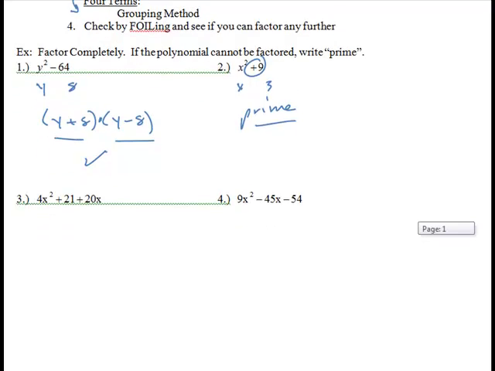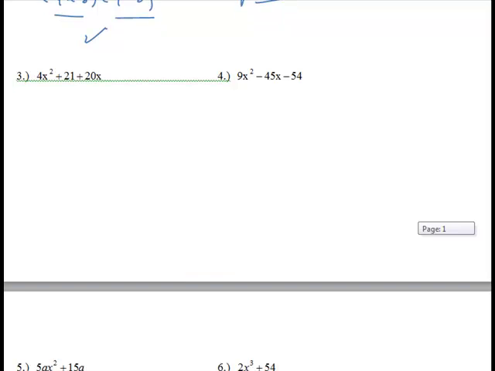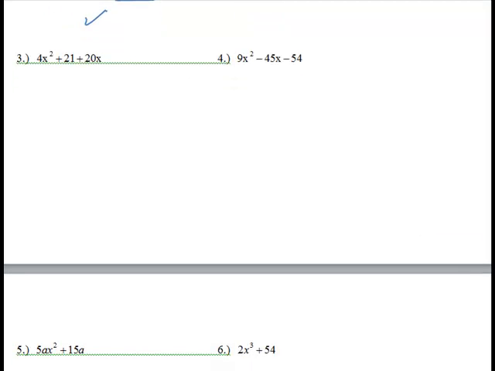Example 3, 4x squared plus 21 plus 20x. The first thing we want to do is rewrite this in standard form, which is going to give us 4x squared plus 20x plus 21. Now that it's in standard form, we want to check for a greatest common factor, which we do not have in this case. So the type of polynomial, once again, a trinomial, three terms.